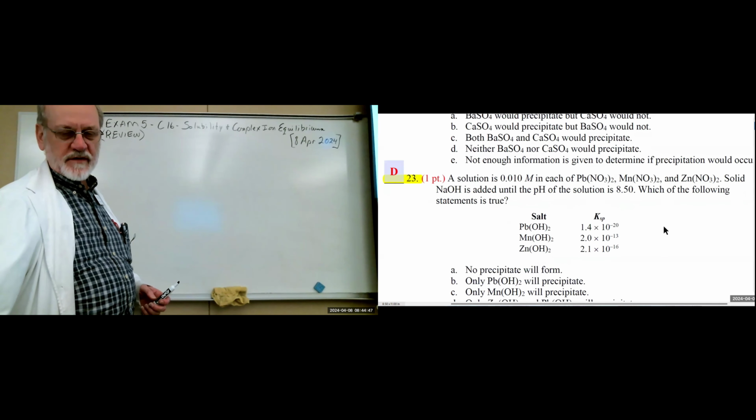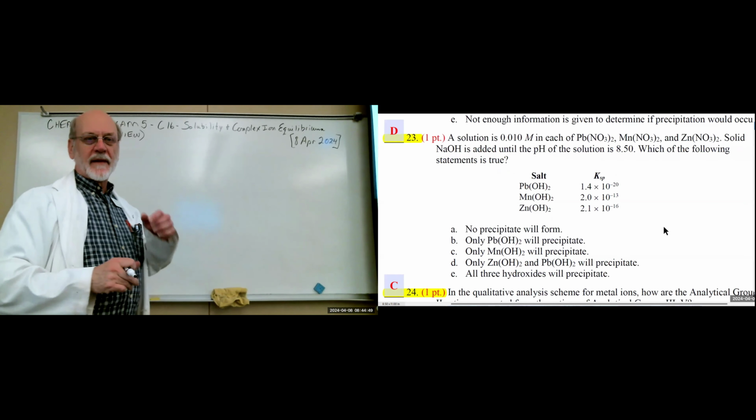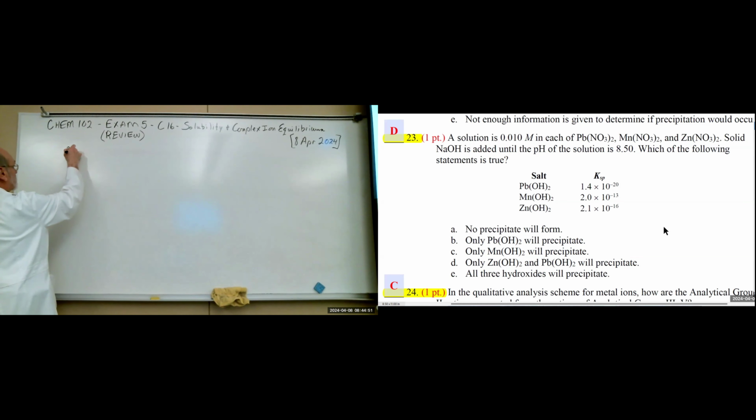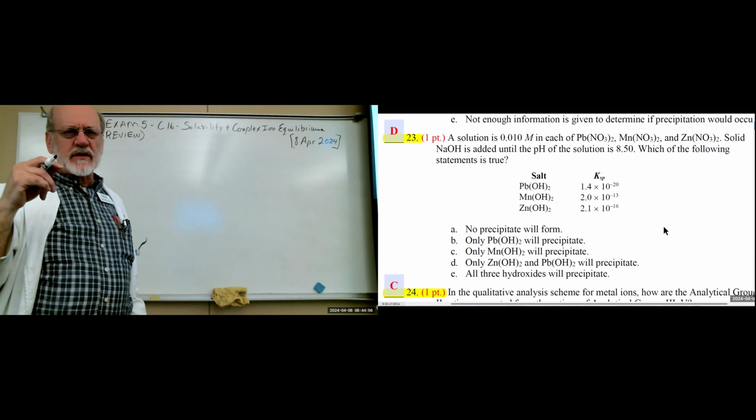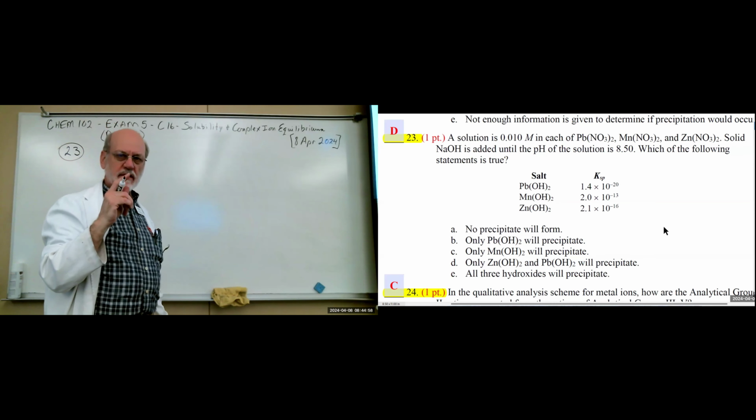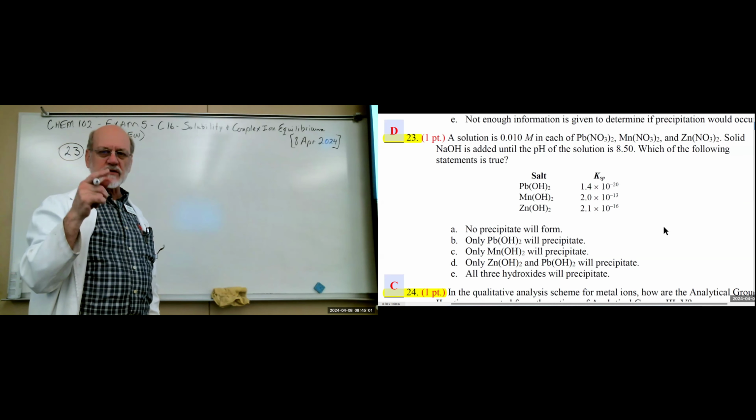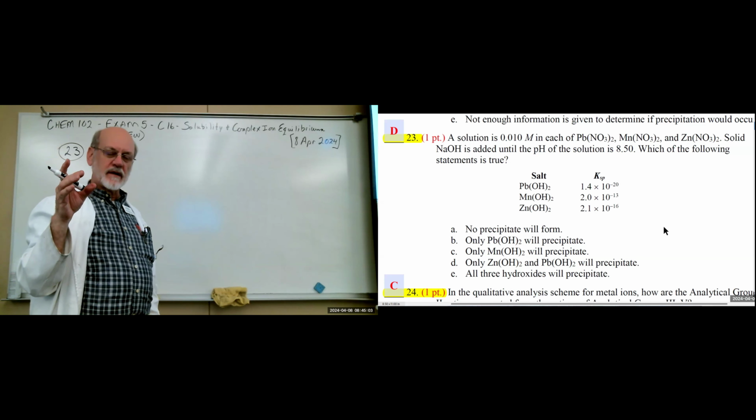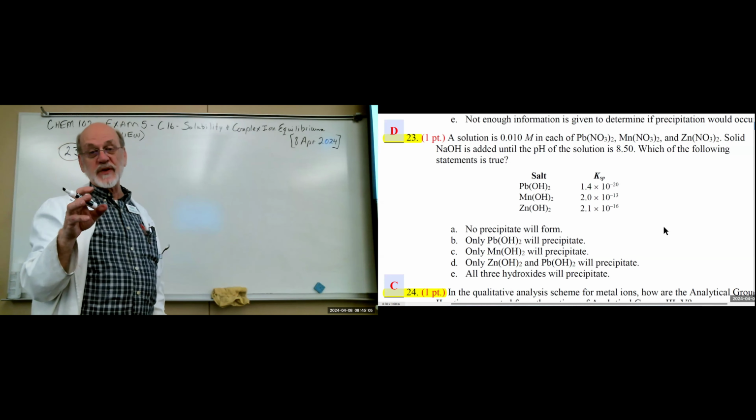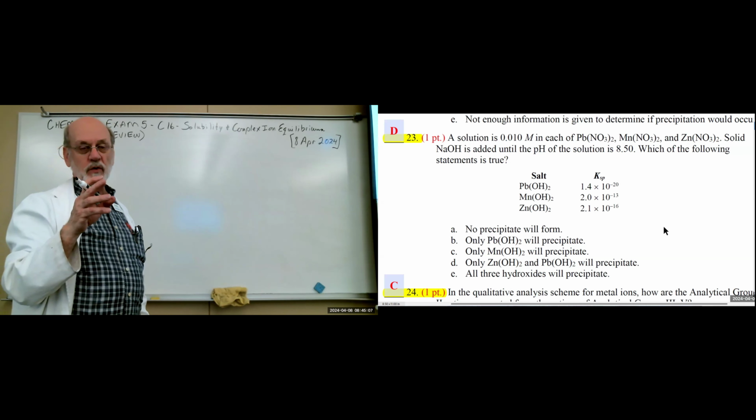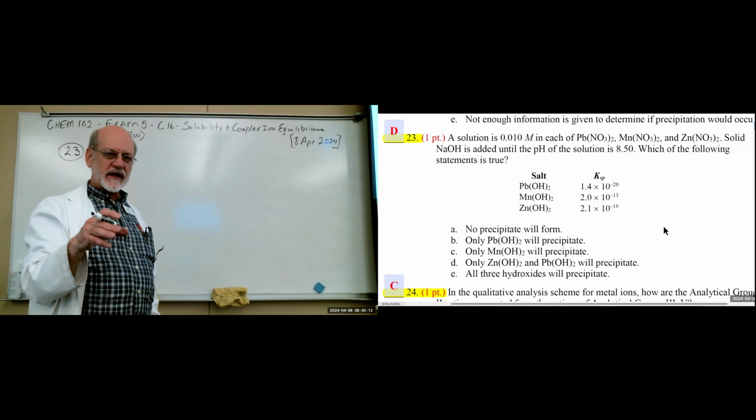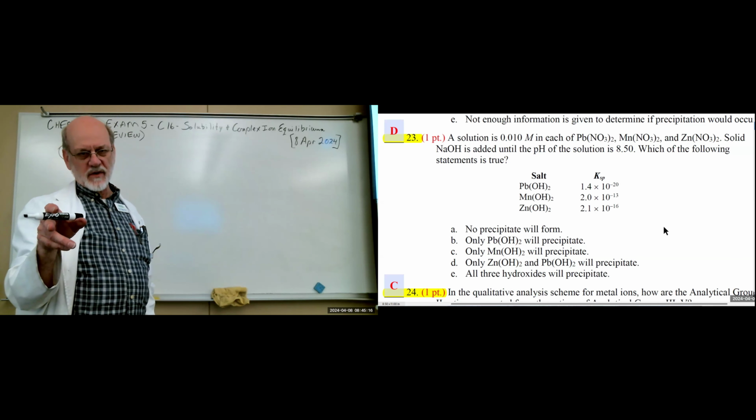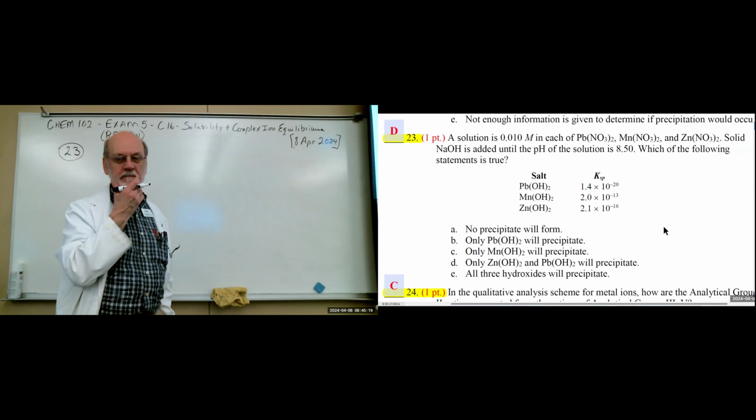Let's go to the next one and see if I can mess this one up. Okay, 23. A solution is 0.1 molar in each of lead 2 nitrate, manganese 2 nitrate, and zinc 2 nitrate. Solid sodium hydroxide is added until the pH of the solution is 8.5. Which of the following statements is true? No precipitate will form, only lead, only manganese, only zinc, lead and zinc, or all three will precipitate.